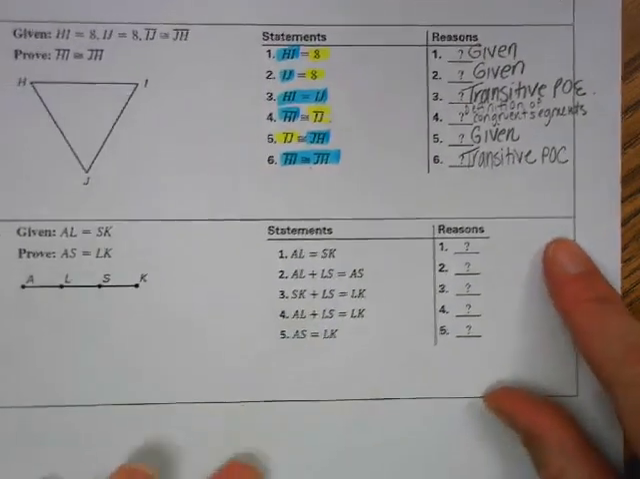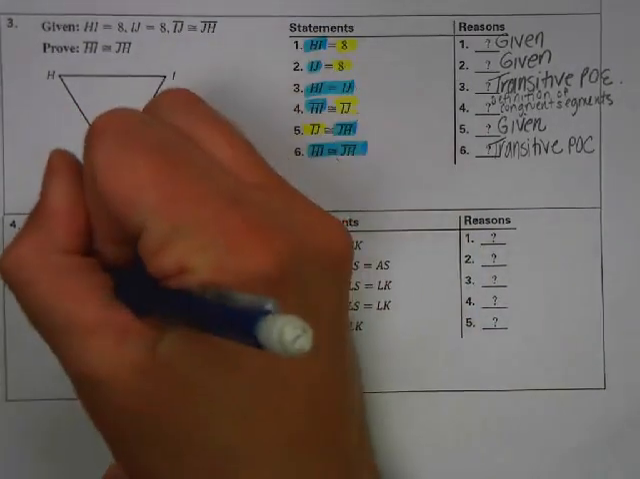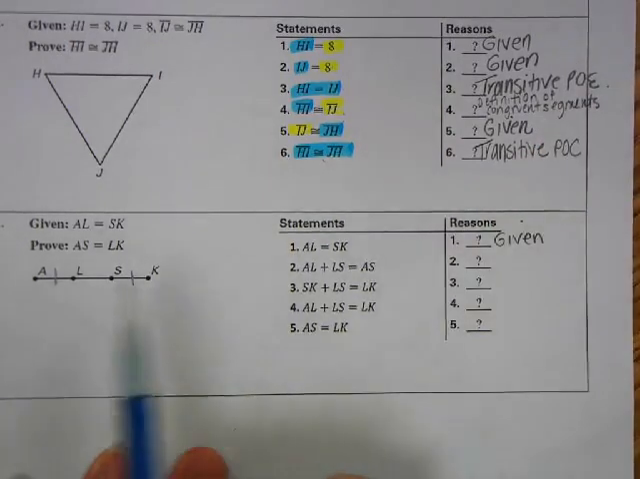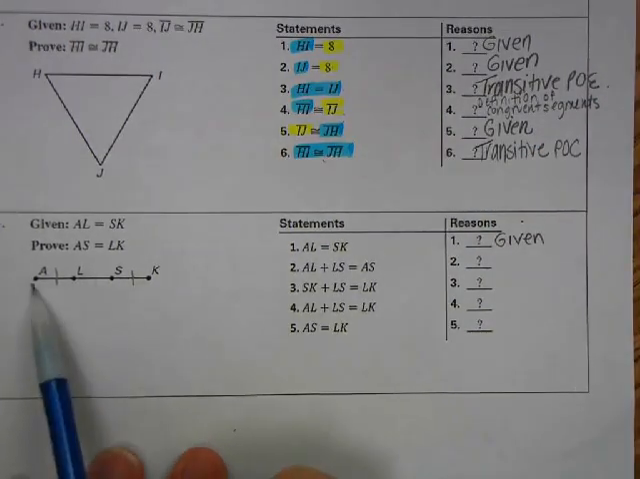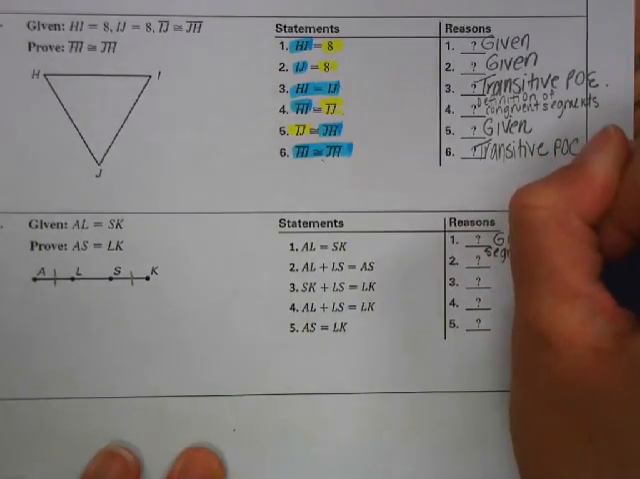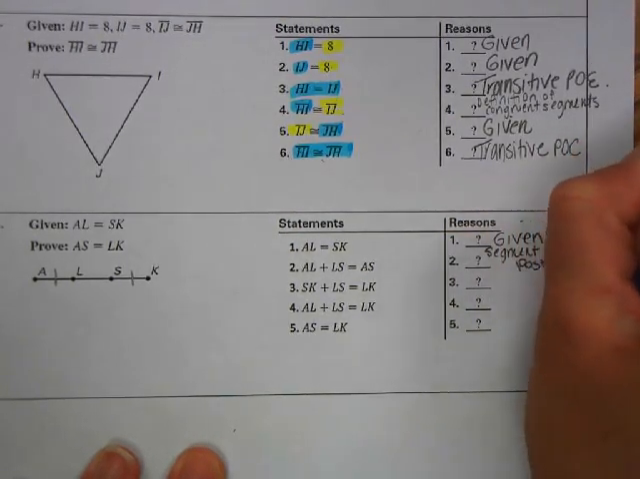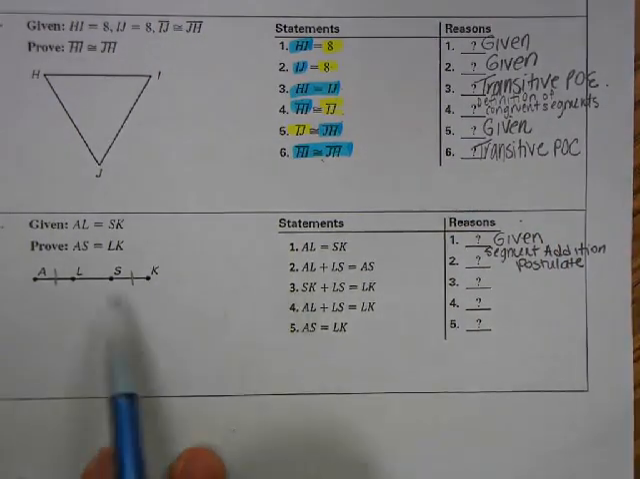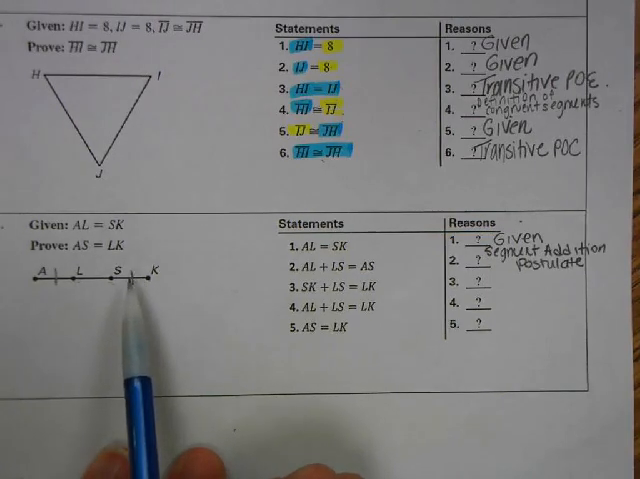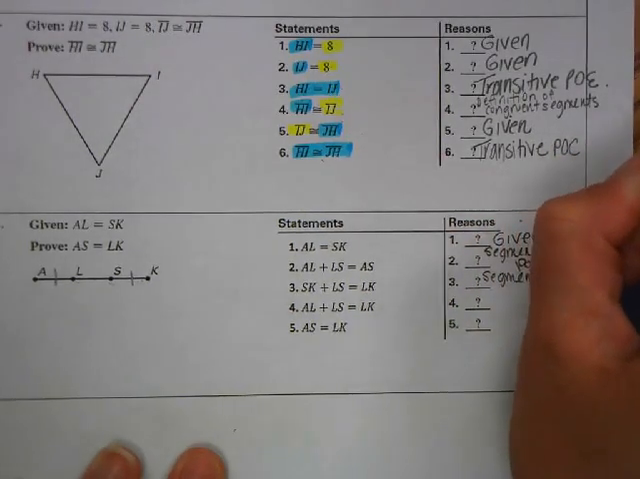Then number 4, we're given that AL and SK are equal. So those two pieces are the same. Then step 2, we have AL plus LS equals AS. So that's part plus part equals whole. So that's your segment addition postulate. Then we have SK plus LS equals LK. So that's another part plus part equals whole. So segment addition postulate again.